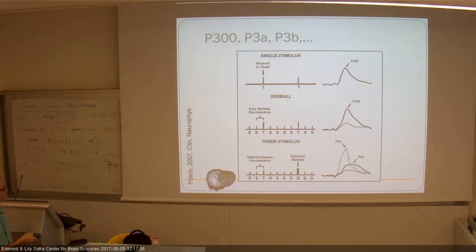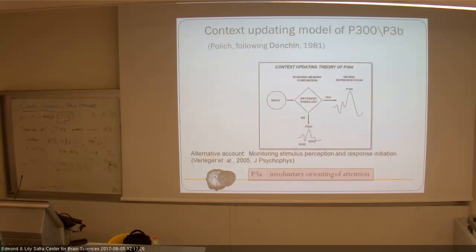Now, if you have a three-stimulus paradigm where you have standards and target, but occasionally also a deviant, then you get a P3B for the target and a P3A for the distractor. Okay? And the P3A is earlier, and as I said, it's more frontal than the target response. Okay.